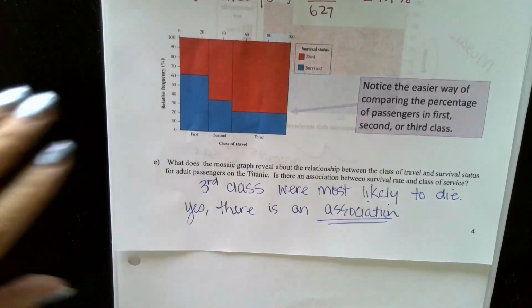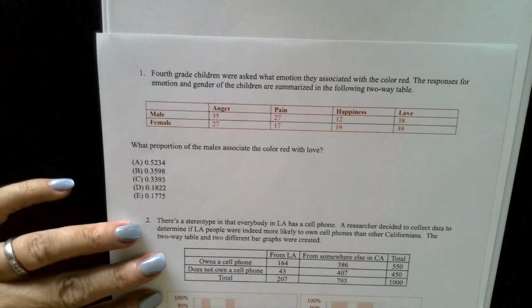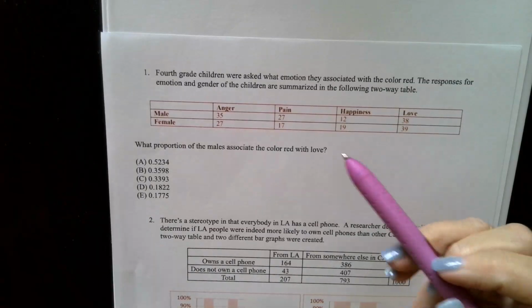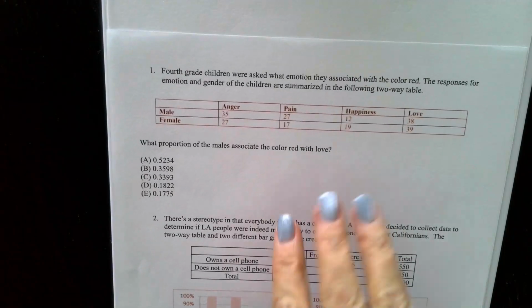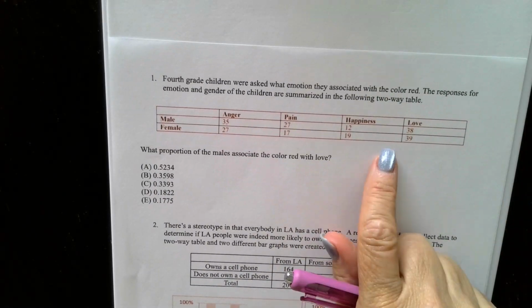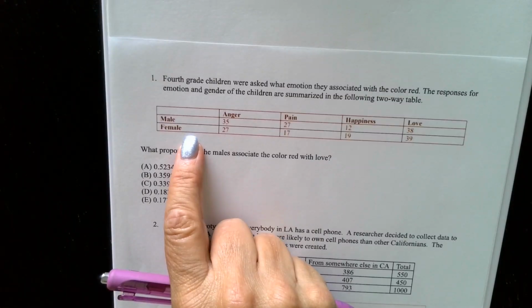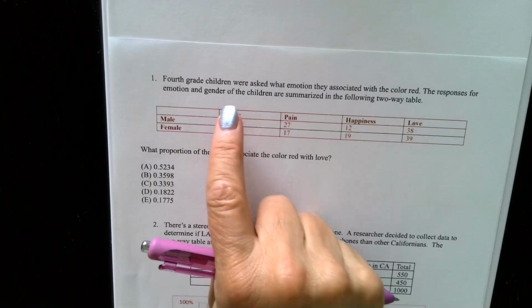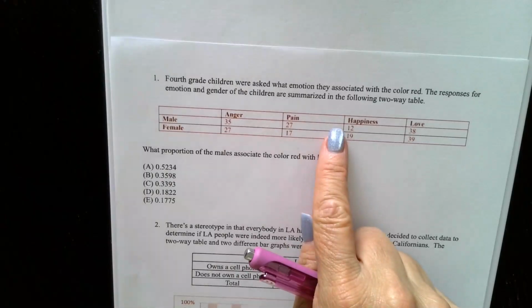All right, let's move on to something else now. So if I have a perfect example of a multiple choice AP free response question. Fourth grade children were asked what emotion they associate with the color red. The responses for emotion and gender of the children were summarized in this two-way table. So we have males, female, that's my first data point, and then across the top here I have the different emotions, pain, happiness, so-and-so, right?